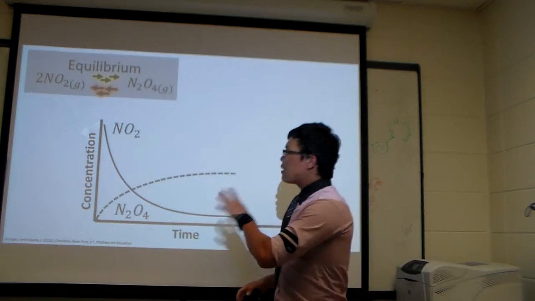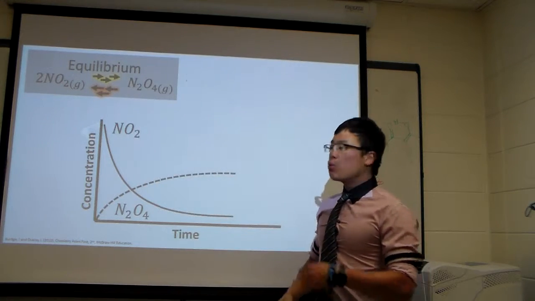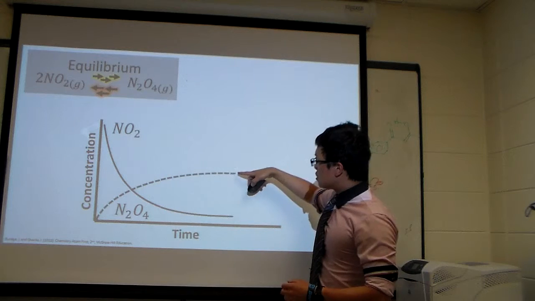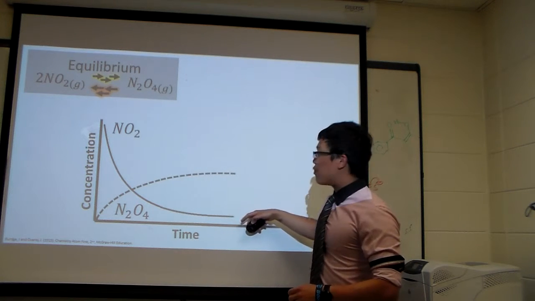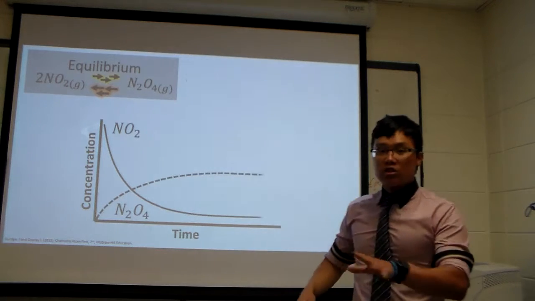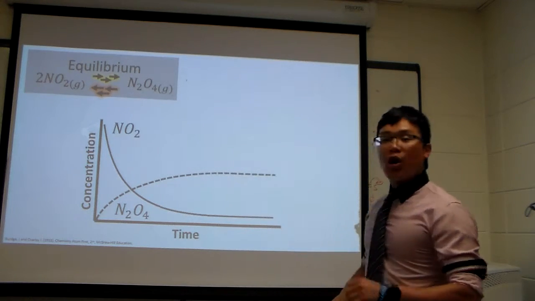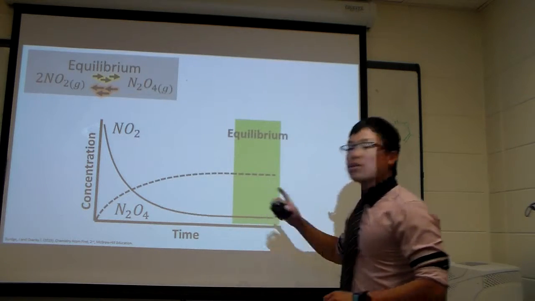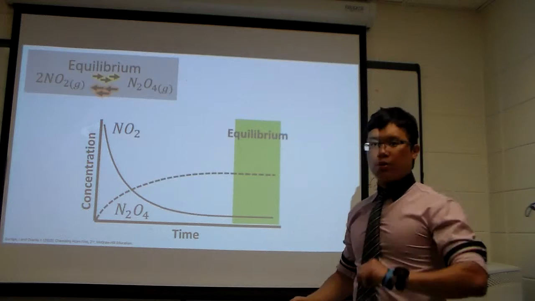So, eventually, these two processes, going forward and going backward, will reach the point where both rates are equal. They happen at the same rate. And we don't see any change in concentration right here. We call this point equilibrium, a kind of balance between forward and backward rate.